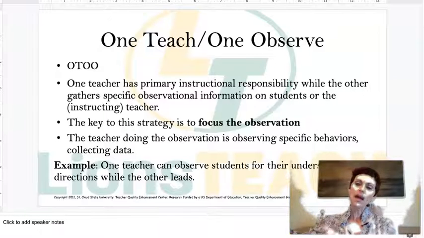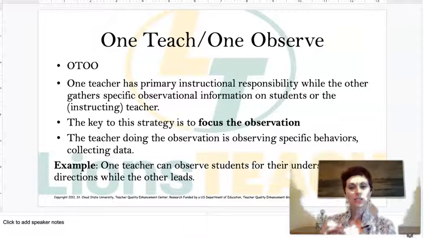When we start to get into parallel teaching and team teaching, that takes a lot of experience. They're not better because, again, and I'll get to this, we want to choose our models based on our learning goals. But they are a little more complex, they are a little more nuanced, and it does take more experience, and you'll get there. We all will get there. So for now, one teach, one observe. In a situation like this, one teacher has the instructional responsibility, while the other teacher is focusing on observation.